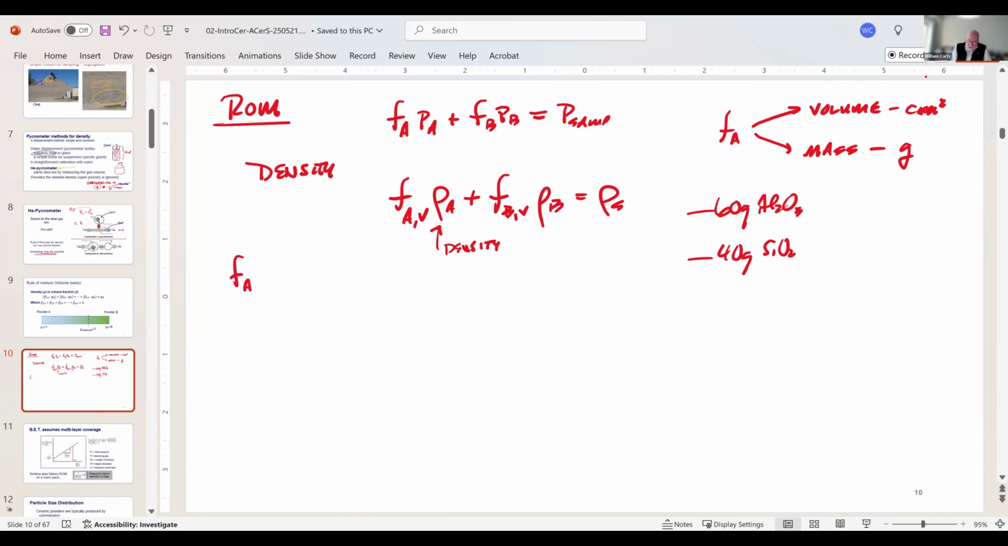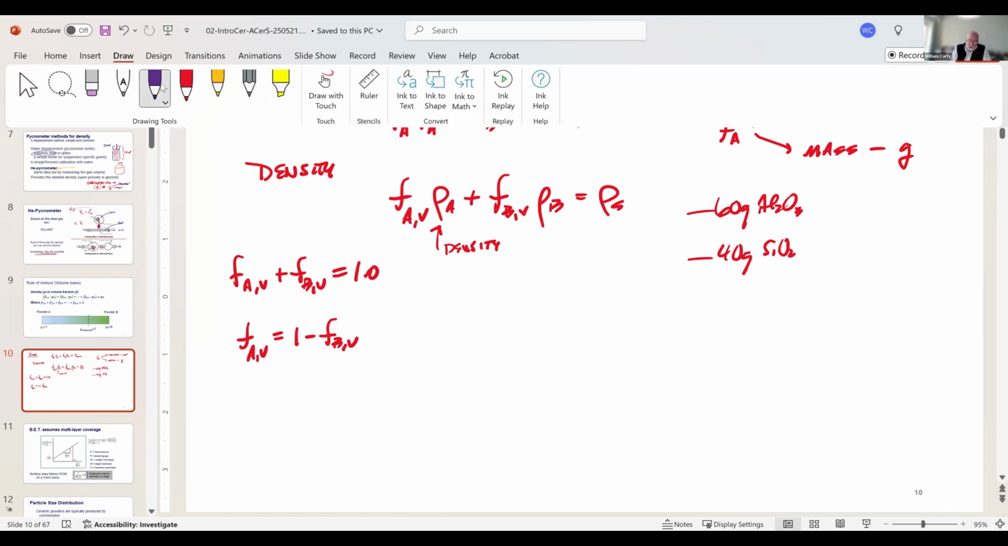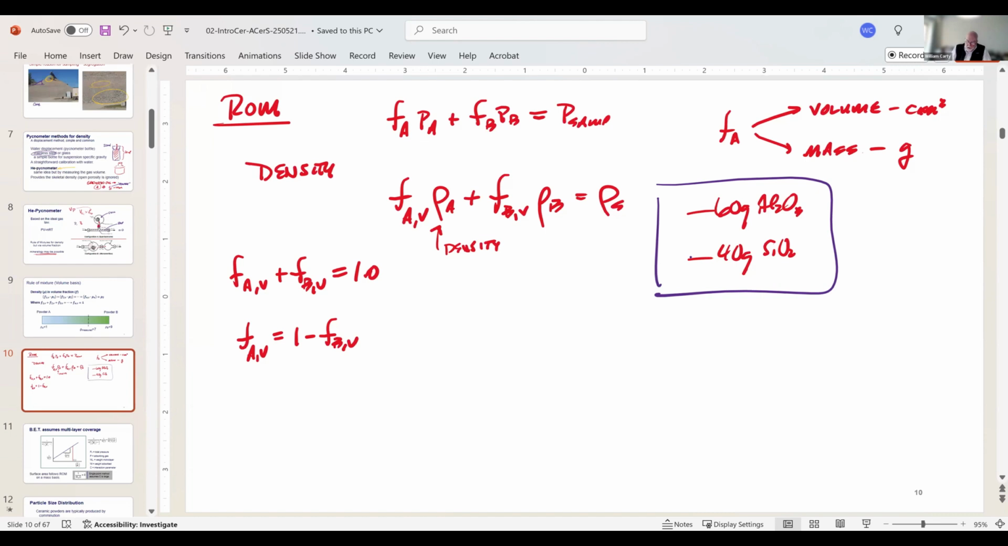You need the fraction of A on a volume basis plus the fraction of B on a volume basis is equal to 1. Oh, that's good, because then, for example, the fraction of A on a volume basis is equal to 1 minus the fraction of B on a volume basis. That all works. So then I take my example here and I say, all right, my fraction of A is 60. Okay. My fraction of B is 40, and you can say 0.4 if you want, and 0.6. Okay. But that's actually incorrect because this is mass.